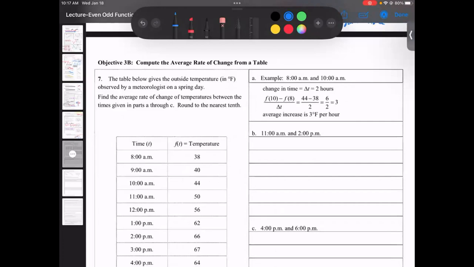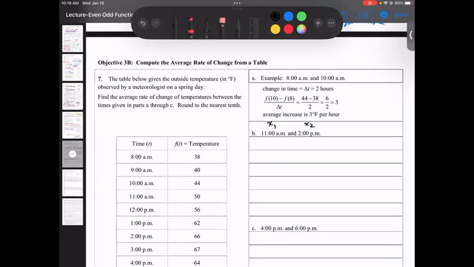I want to know the average rate of change of the temperature between 11 a.m. and 2 p.m. So 11 a.m. will be what kind of value? X1 or X2? From 11 a.m. to 2 p.m., it's the first point, right? So you start at 11 a.m., so that's your X1. And you end at 2 p.m., so that's X2.